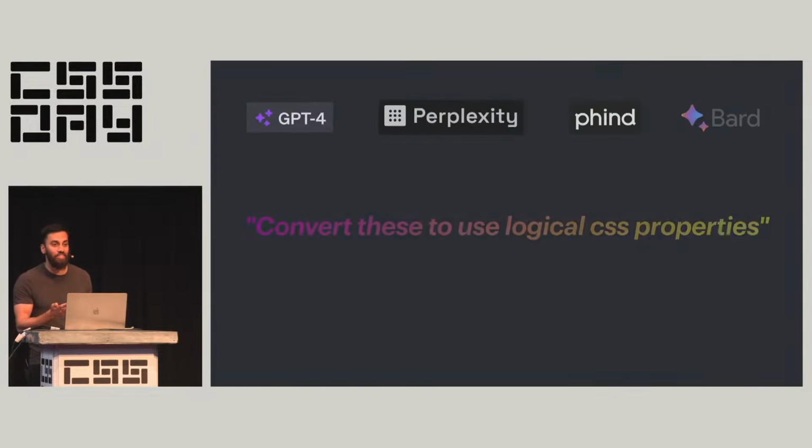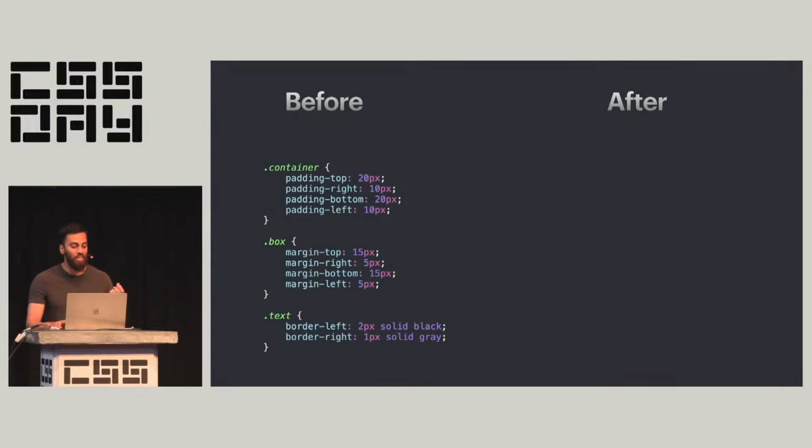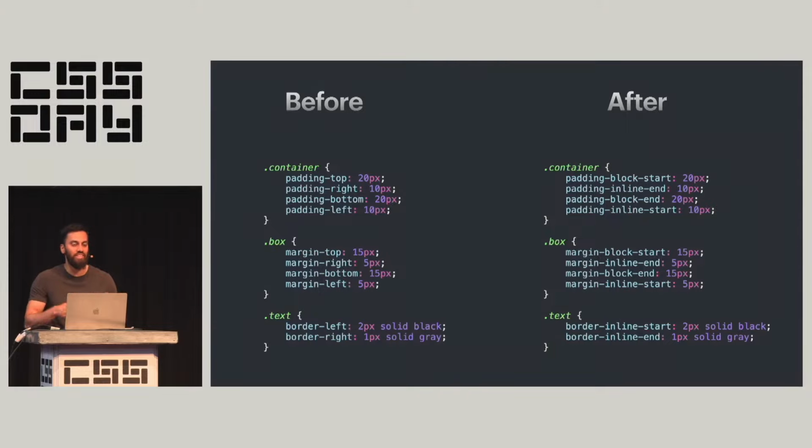So just a heads up, you can go into these tools like ChatGPT, Bard, Phind with a PH, Perplexity. You can go into these tools and give them little queries or statements and say, convert these to use logical CSS properties. And you feed it your old traditional code base, and then it will convert it into the new goodness, the new best practices. And for discrete tasks like that, it tends to work very well.